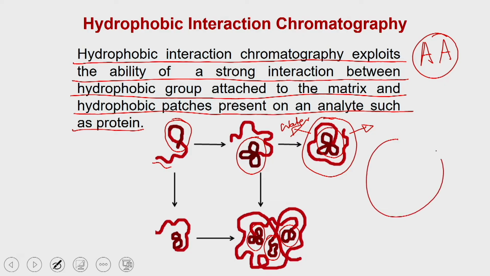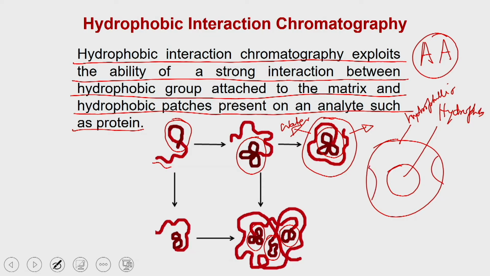So, if you see a cross section of a protein, this is going to be the hydrophobic core present in the protein molecule, and you are going to have the hydrophilic groups outside. Apart from that, protein molecules also have different types of hydrophobic patches, and these patches are also covered by the presence of water outside. This water is actually a part of the hydration shell.